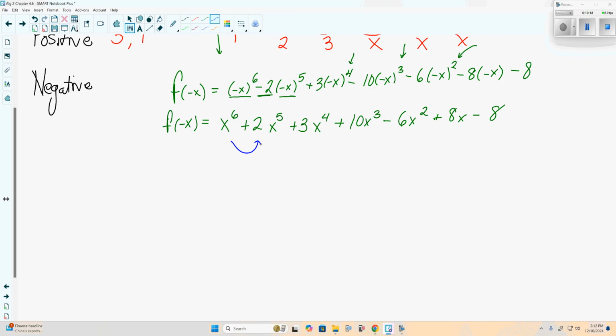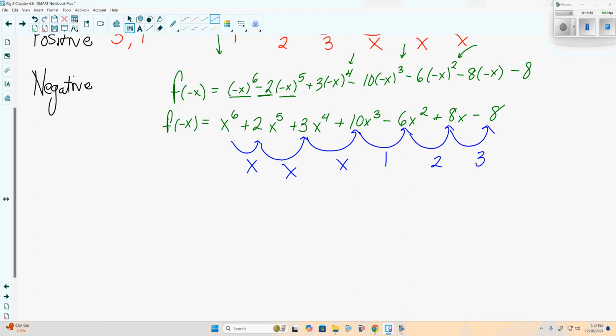And now we do it again. Now we actually count the sign changes. So from our x to the 6th to x to the 5th, it goes from positive to positive. So does the sign change? No. How about x to the 5th to x to the 4th? No, positive to positive. X to the 4th to x cubed? No, positive to positive. X cubed to x squared? Yes. First one, we go from positive to negative. Then from x squared to x? Yes. And x to constant? Yep.